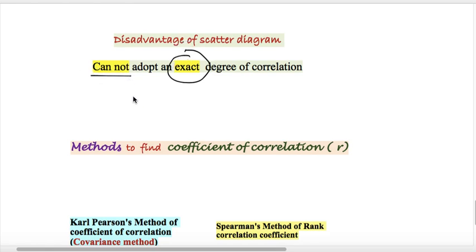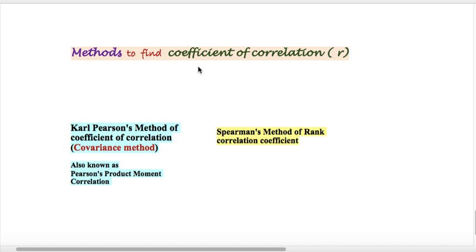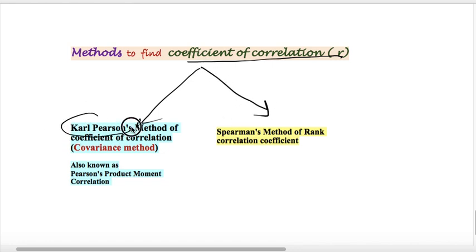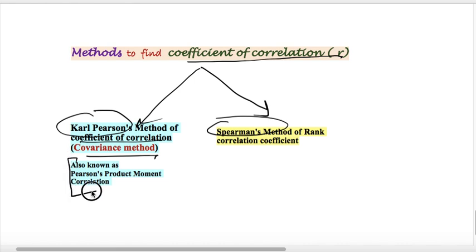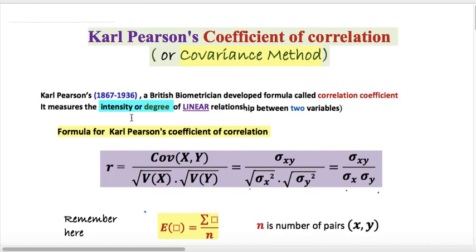So for that we have to rely on the formulas which give us a coefficient of correlation. Two people have given the formula. One is by Karl Pearson and another one is by Spearman. So Karl Pearson coefficient of correlation is a covariance method, and it is also known as a product moment correlation. So in this video I am going to work with the problems of the Karl Pearson method of coefficient of correlation. And let's look into the formula part, what the formulas are.